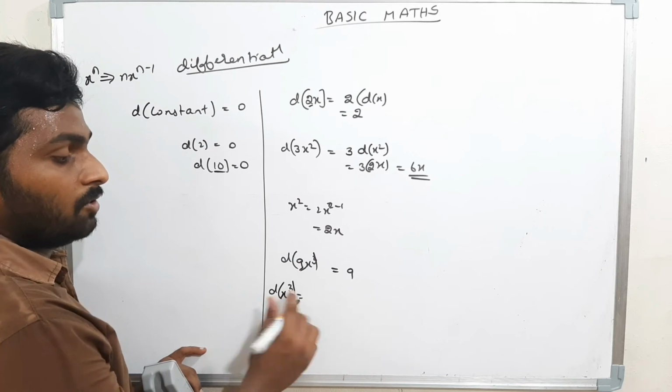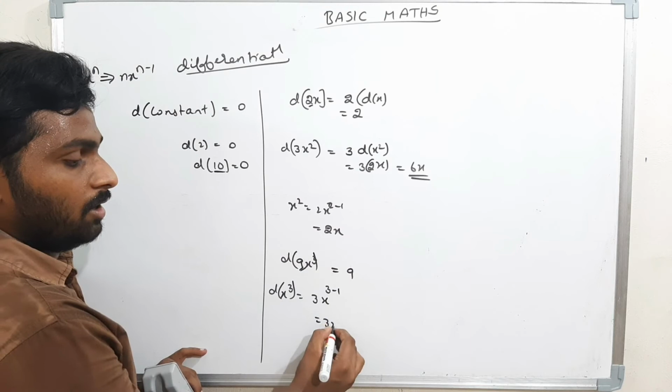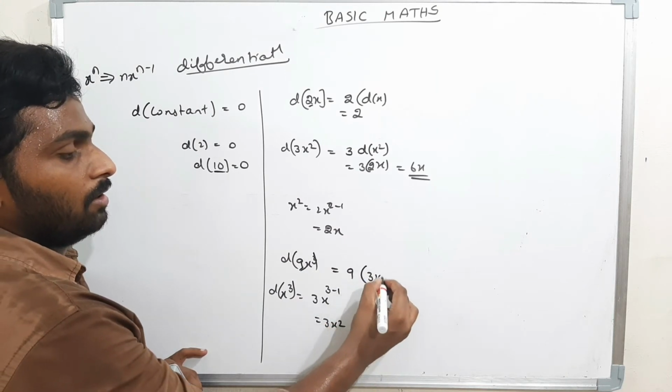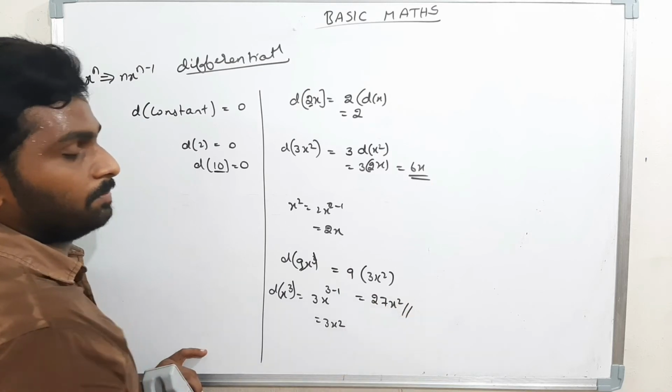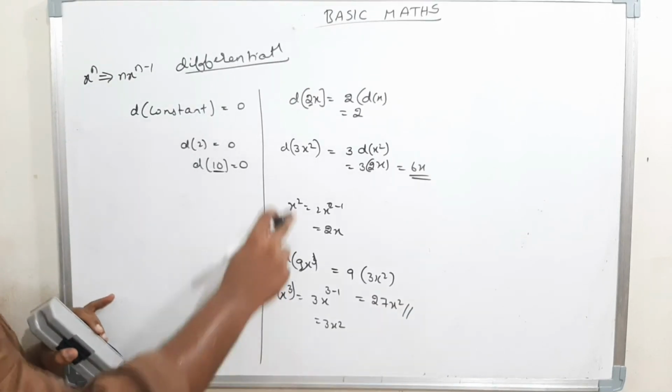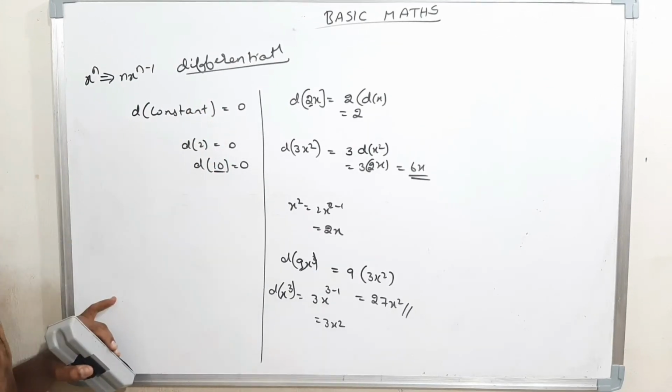The differentiation of x cube is 3 into x power 3 minus 1. That is nothing but 3x square. Therefore 3x square, there is nothing but 9 3s are 27. X square is the answer. I think this is clear. We can bring out the constants out, and differentiation of constant is 0.